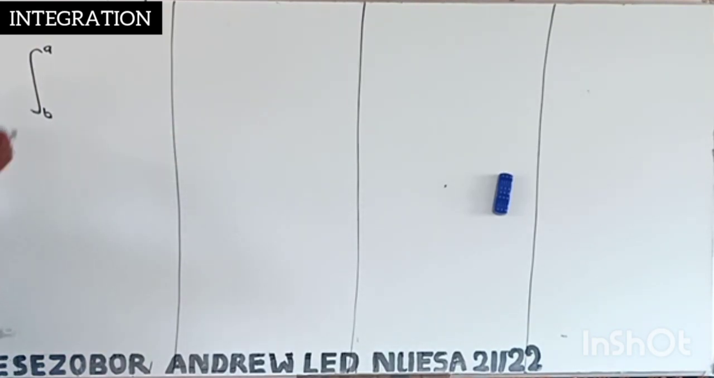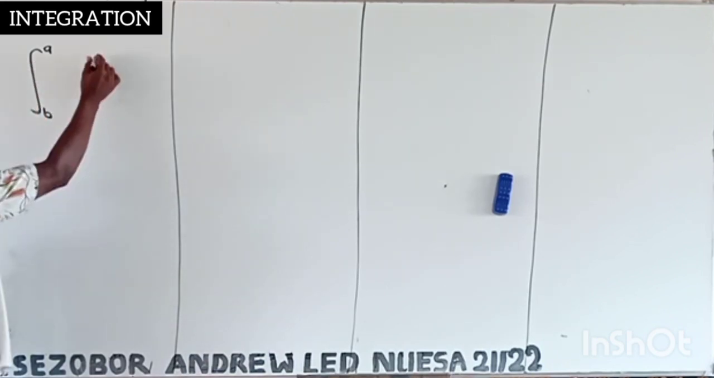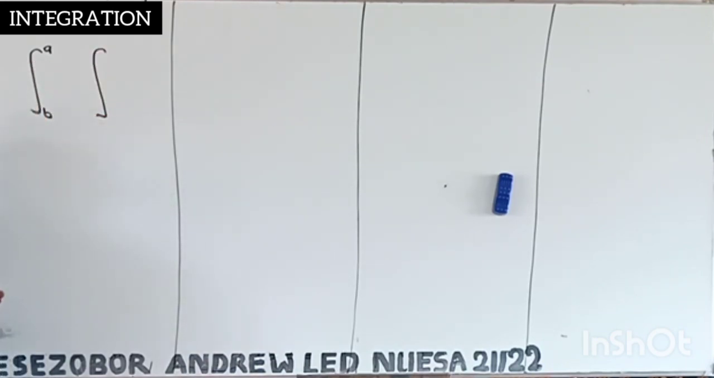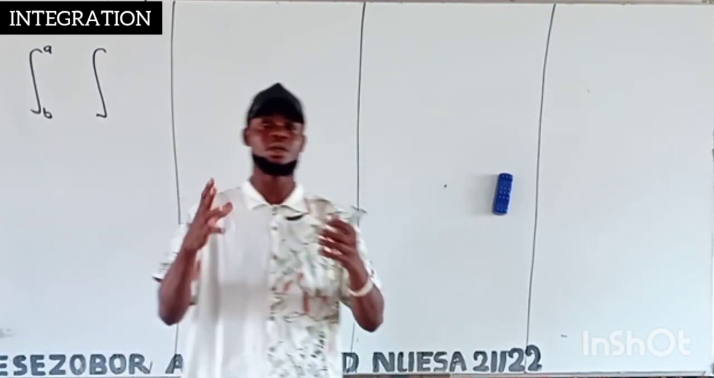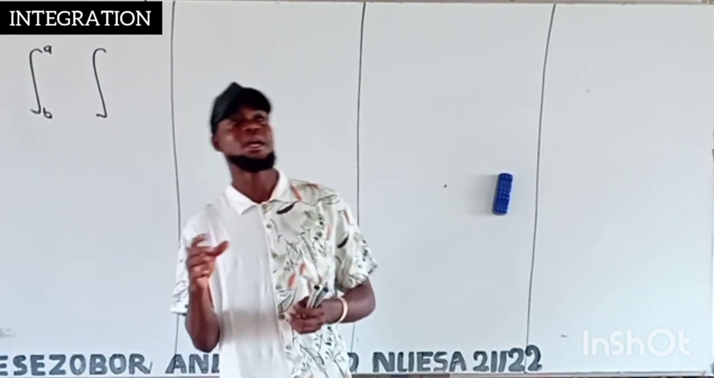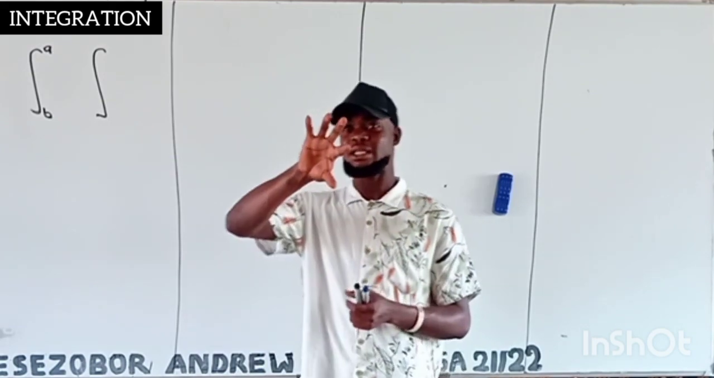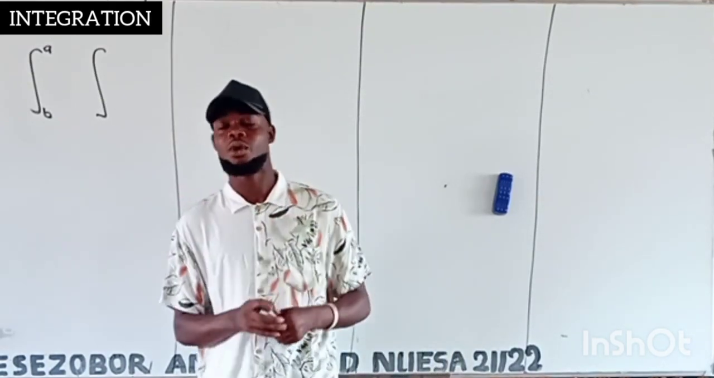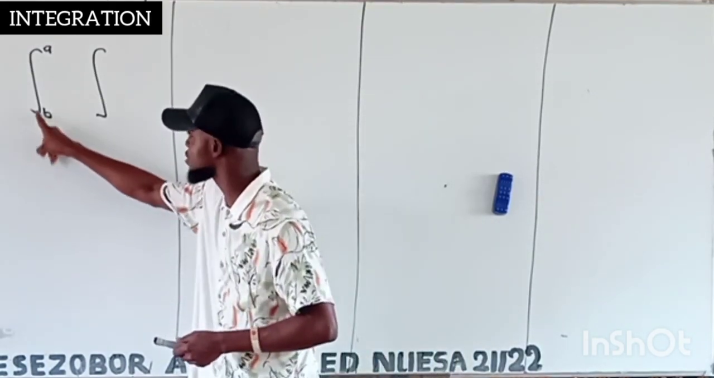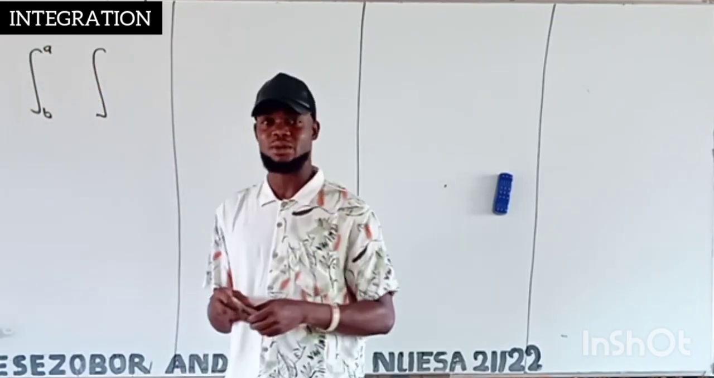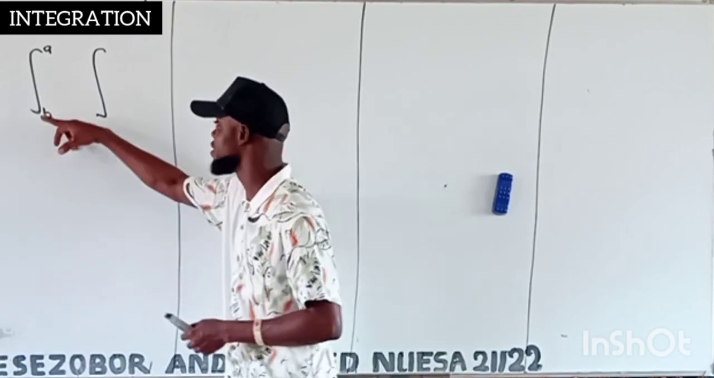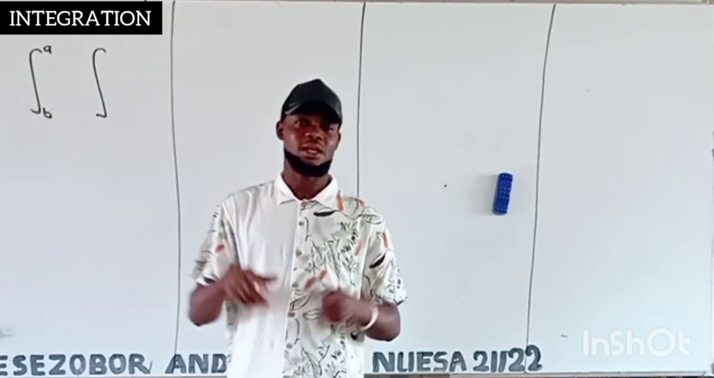So this is the definite integral, and this other one that just has this symbol is the indefinite integral. You don't sum up, you just do it arbitrarily. You are not looking at a particular spot. But for this particular integration, we are summing up within a particular range from A to B. That's what we are doing. We are integrating within a particular range from A to B. So take note of that.